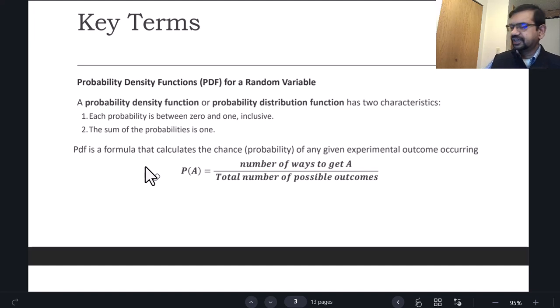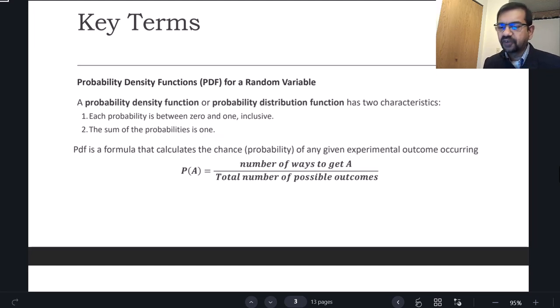Probability density function is a function that describes the probability of a random variable. It has two key characteristics. The first is that the probability assigned will be between 0 and 1. And the second is that, given that the experiment has happened, it can have any of the possible outcomes. The sum of the probabilities of all of these outcomes happening has to be equal to 1.